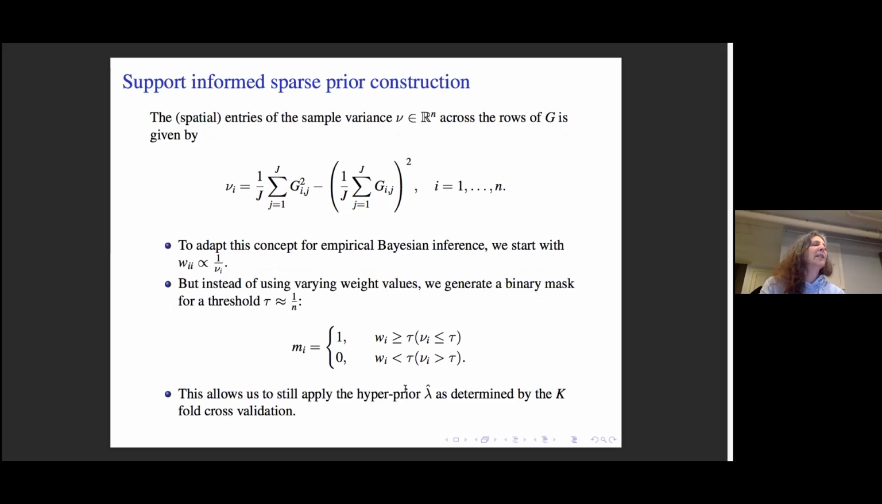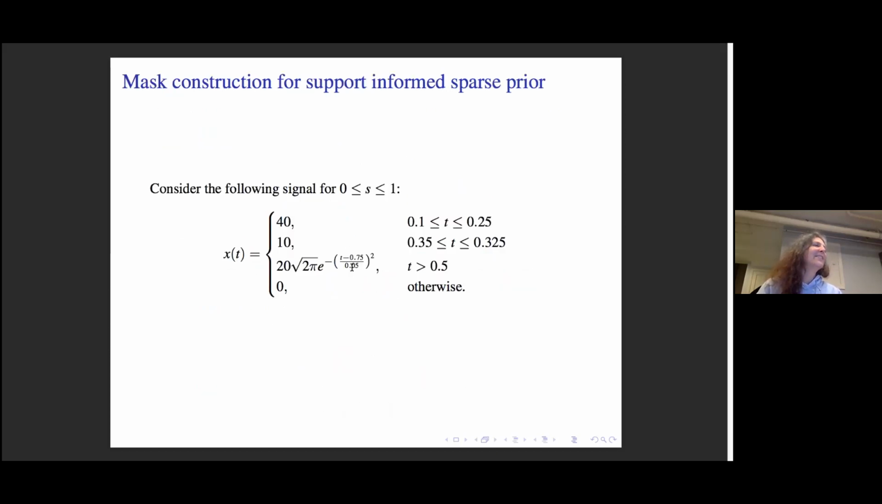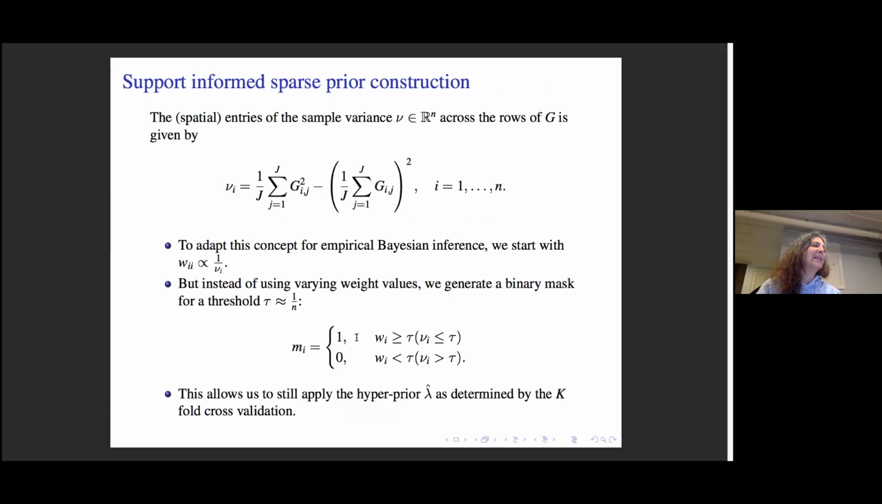Okay, I see that I'm running out of time. So we do something similar here, except now we just make a mask. We don't use the sparse prior at all where we think the function is not sparse, because that would be an incorrect prior. And that's really the bottom line. You don't use a prior where you don't think the prior is true. That sort of makes sense, right?